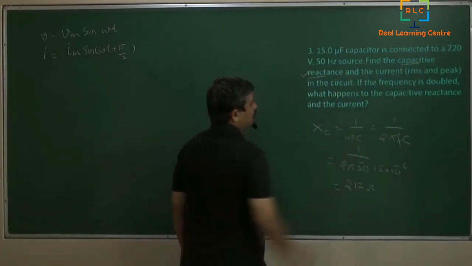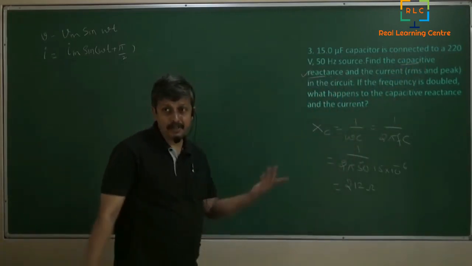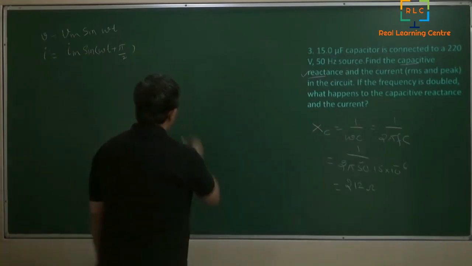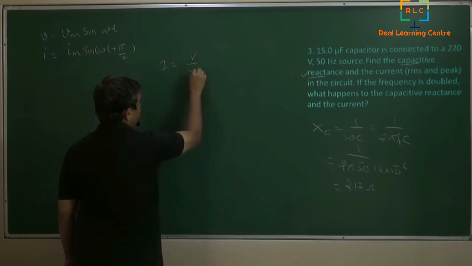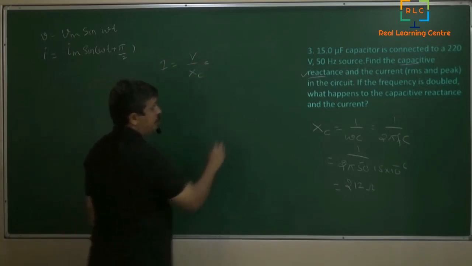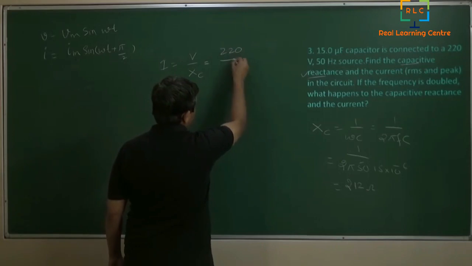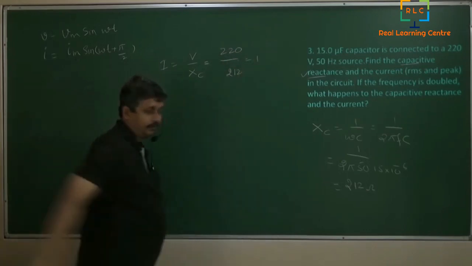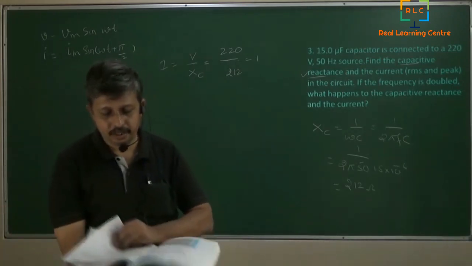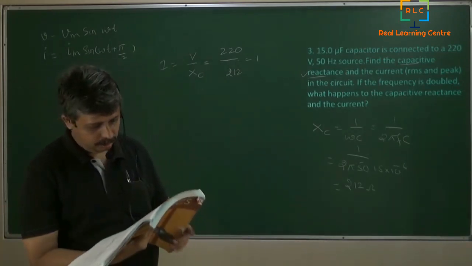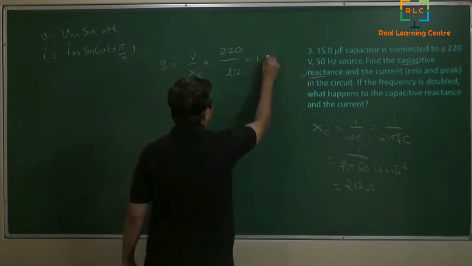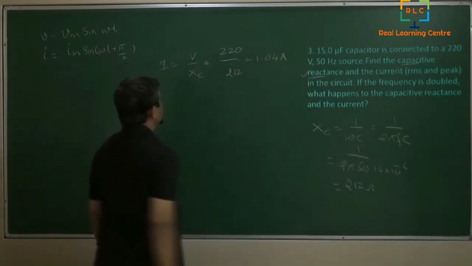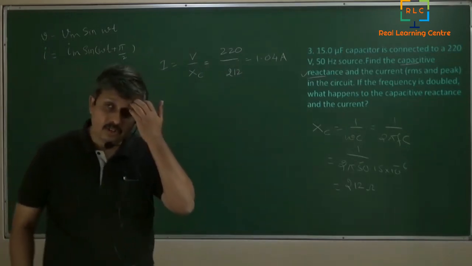Now the current, RMS and peak both, are asked. So current RMS I is equal to V by Xc, which is nothing but 220 divided by 212. This is 1 point something. So how much is that something? 1.04 amps. This is I.